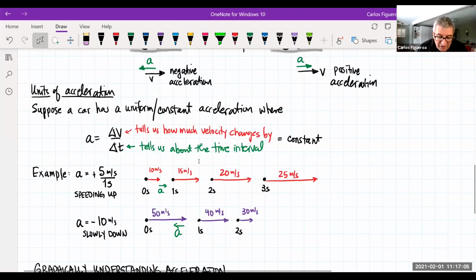So now to talk about the magnitude of the acceleration, I really got to talk about the units of the acceleration. So suppose a car has a uniform or constant acceleration. By the way, in this course, that's always the case until we start looking at something called conservation of energy or something similar to that, okay? Now, what you're finding here is that if I do that, we find the following thing here.